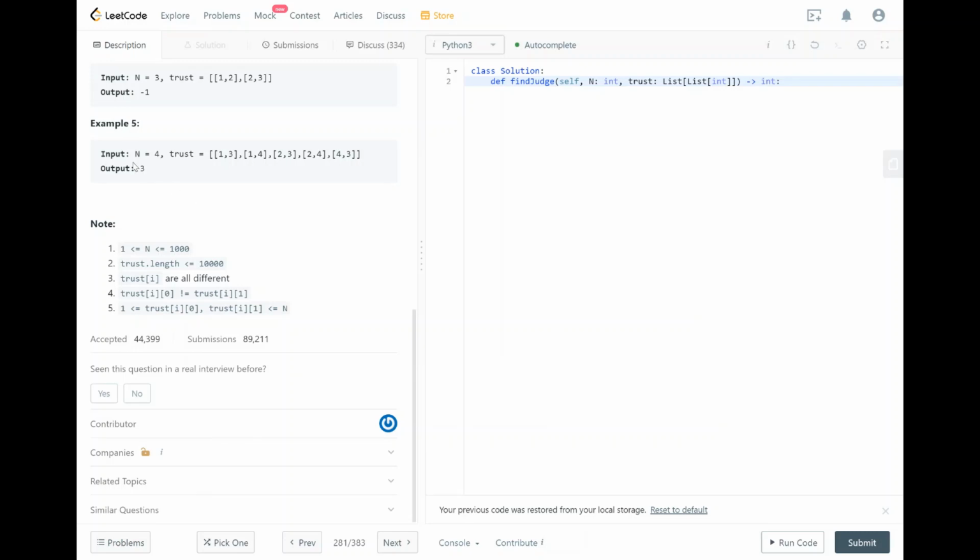Now in example 5, we have a town with 4 people in it. Person 1 trusts person 3. Person 1 trusts person 4. Person 2 trusts person 3. Person 2 trusts person 4. And person 4 trusts person 3. Now, as you can see, person 3 is trusted by everyone in the town. Therefore, the output is 3.